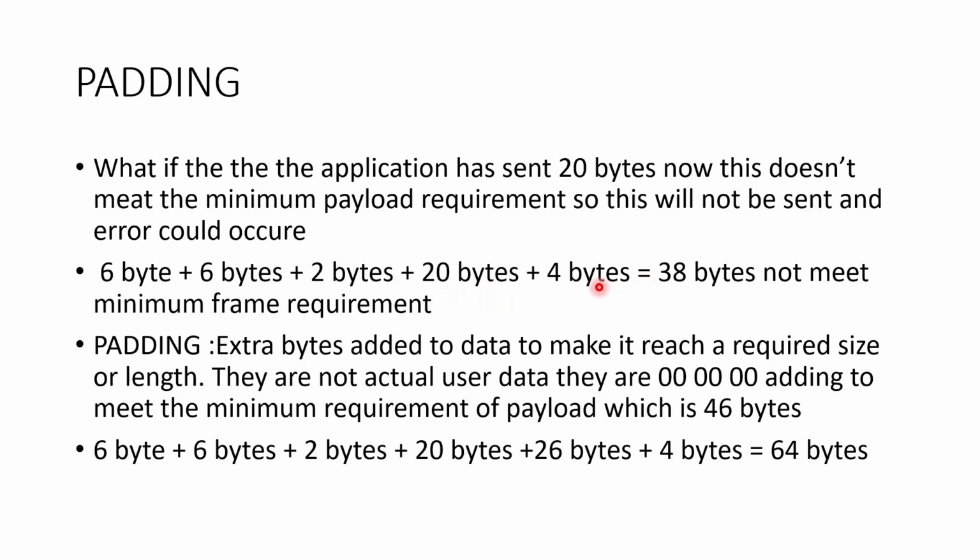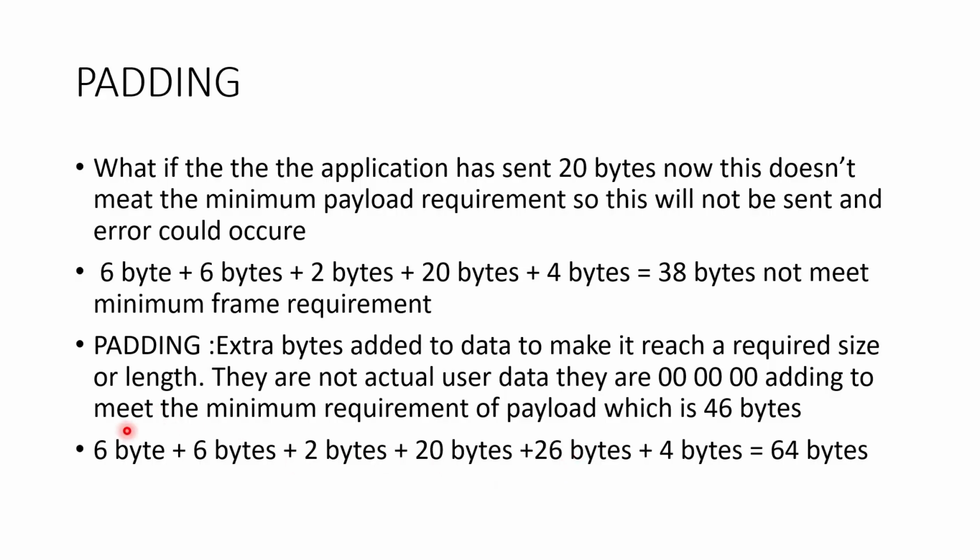So how many bytes should be added here in the payload size so as to meet the minimum payload size? The bytes that are going to be added to the payload to reach the minimum payload size are 26 bytes. So once we add the 20 bytes with 26 bytes, we get 46. So the 46 bytes, this is the minimum payload size.